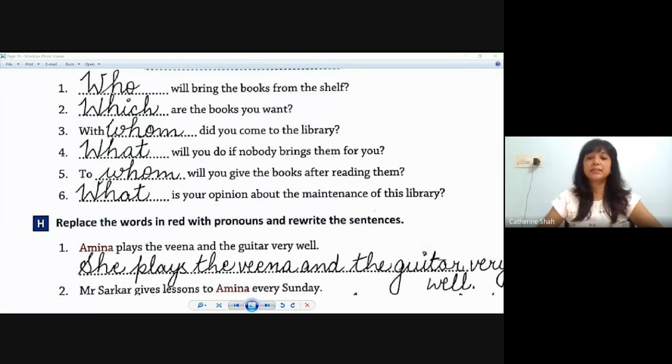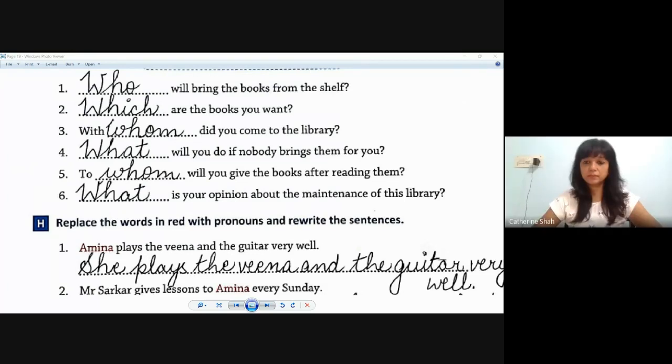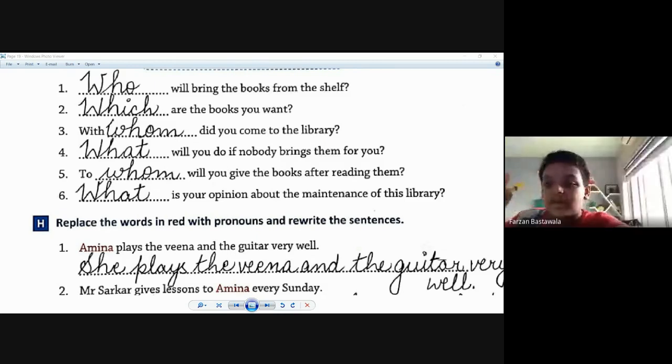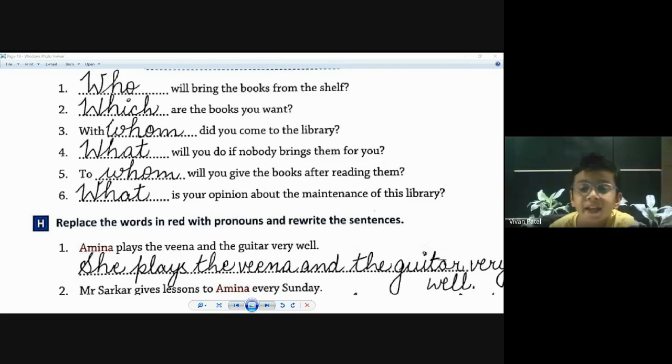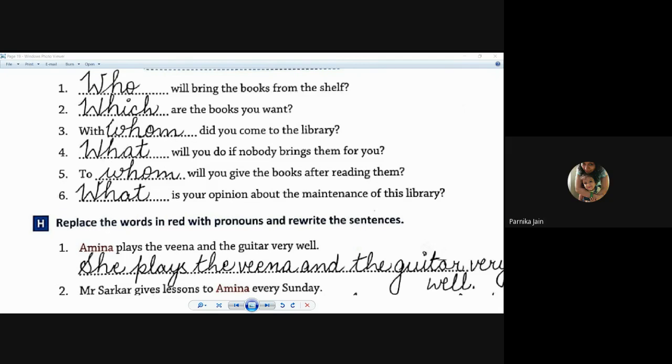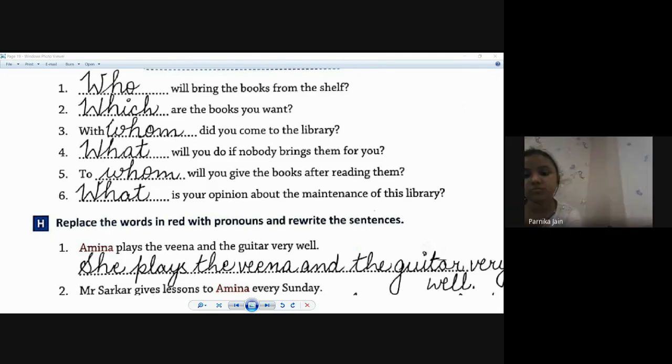Are you able to see my screen? What is the meaning of opinion? Dash are the books. Ma'am, can I? Meaning of opinion?